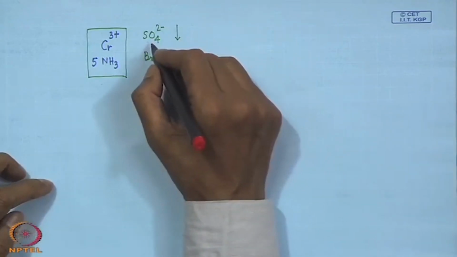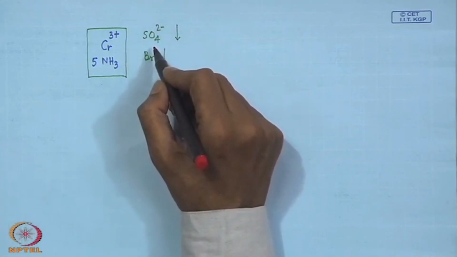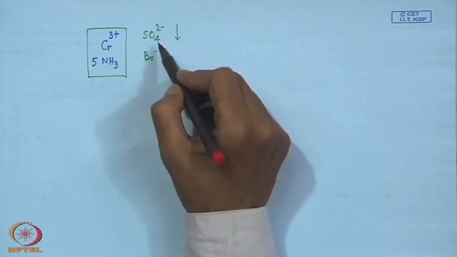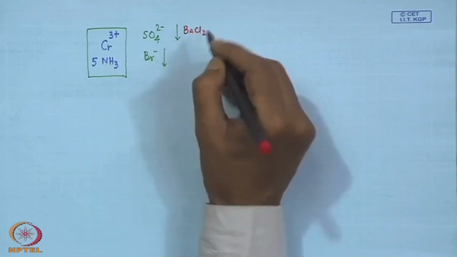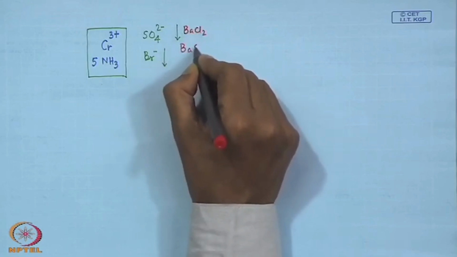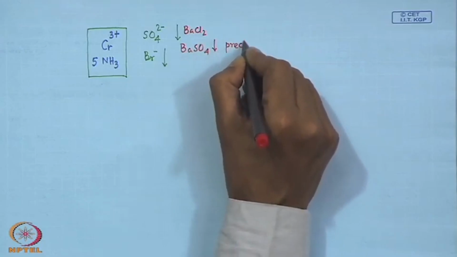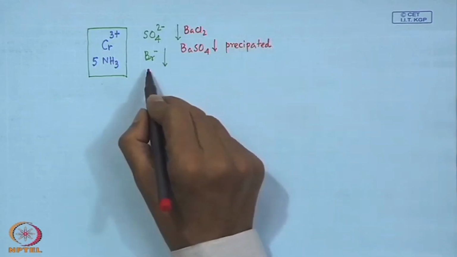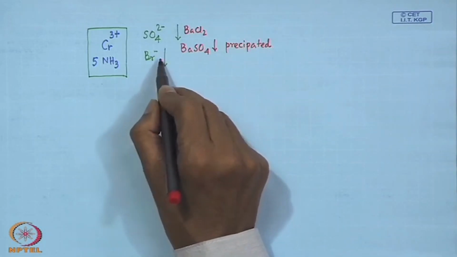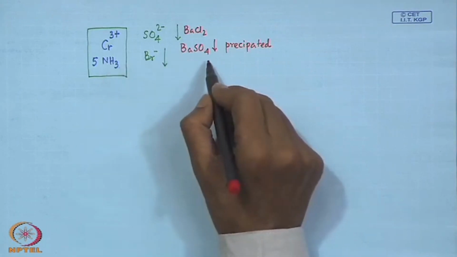If they are outside the coordination sphere, that can be very easily identified. If these are present outside the coordination sphere, that will simply behave as sodium sulfate, an ionic salt. So it is a complex salt of sulfate, and if we add barium chloride, barium sulfate will be precipitated. Which is not possible when sulfate is inside, binding to the chromium center. In that particular case, barium sulfate will not be precipitated.